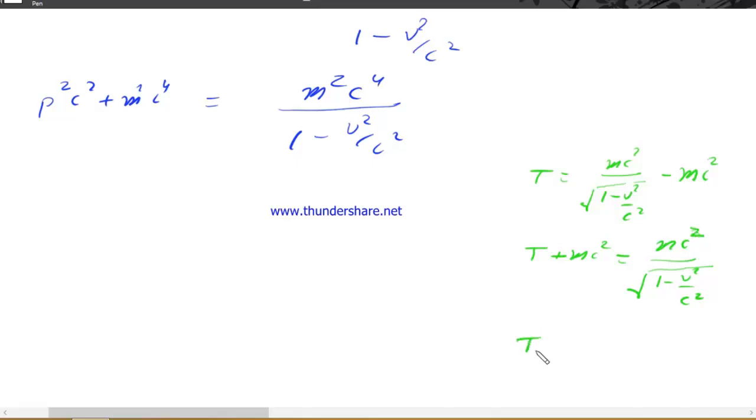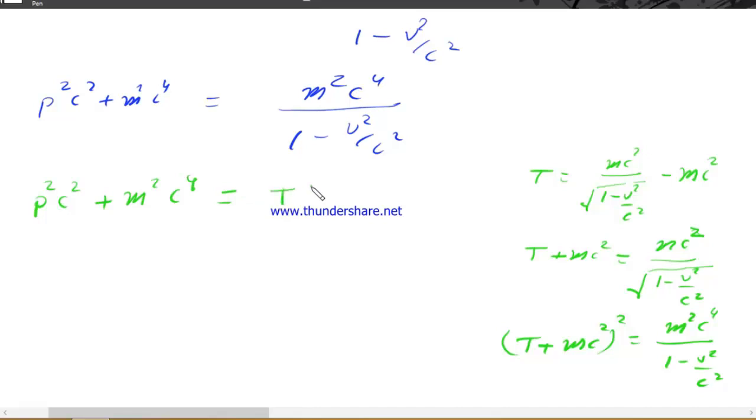Now squaring both sides, we get m square c^4 over 1 minus v square divided by c square. We put the value of this into these equations, then p square c square plus m square c^4 is equal to T plus mc square, the whole square.